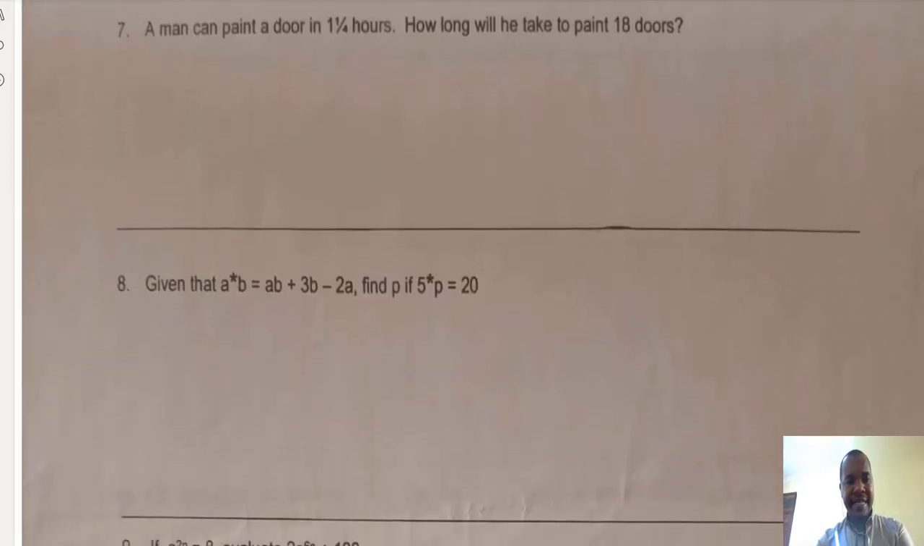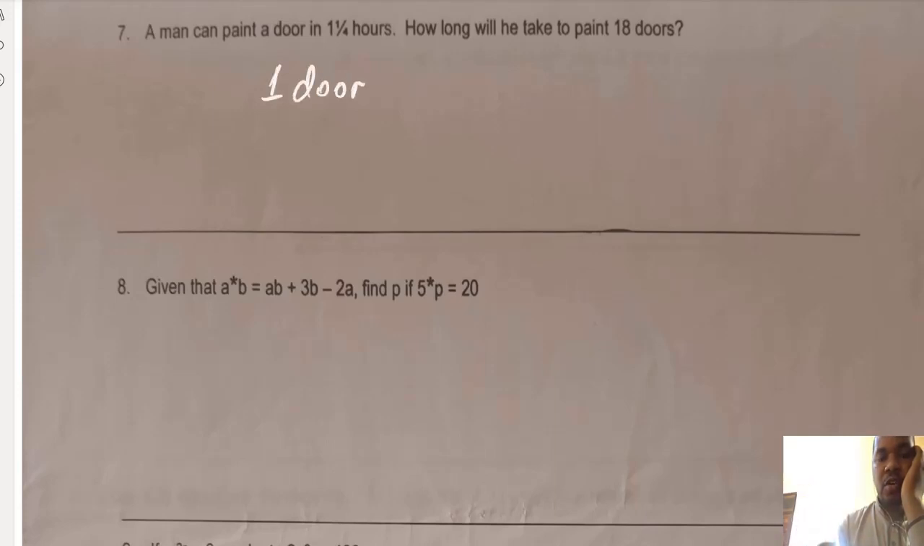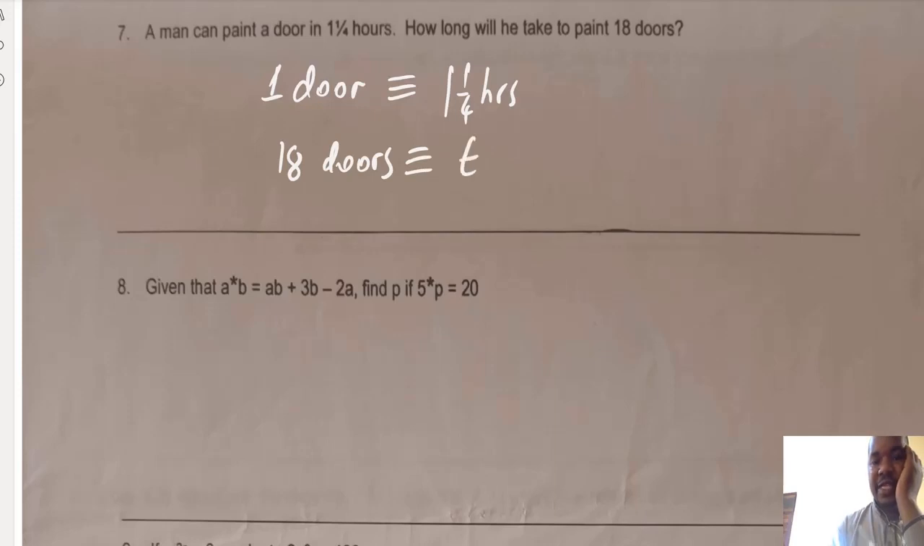We go to question number 7. Dear students, question number 7 says, a man can paint a door in 1.25 hours. How long will he take to paint 18 doors? So we can say that actually a man can paint one door in 1 1/4 hours. So 18 doors will be equivalent to what time?